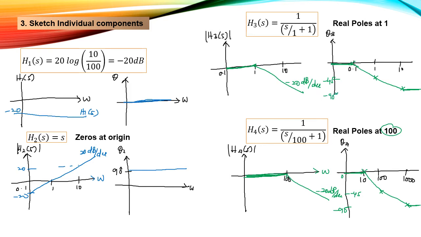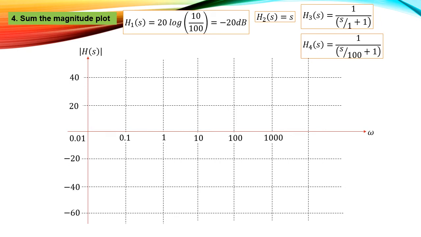Okay, so once you have all the individual plots, then you need to sum them up. Let's sum the magnitude of the transfer function. You need to sketch the individual transfer functions in the same graph before you can sum them up. Start with H1(s), a constant of negative 20 dB. And then you have H2(s) equal to s, so it is zeros at origin. The line crosses at 1 with a positive 20 dB slope.